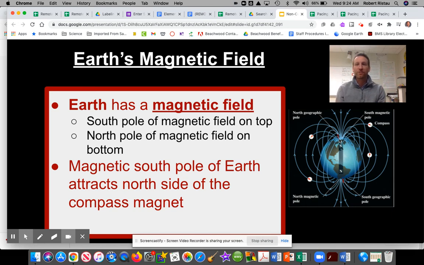But yet people don't really realize that. They think, oh, North Pole, it's up at the top. True for geography, not true for the magnetic north, okay? Or for the magnetic field.